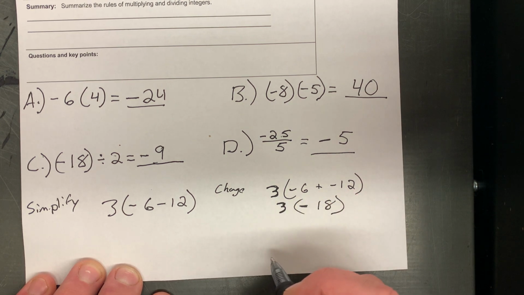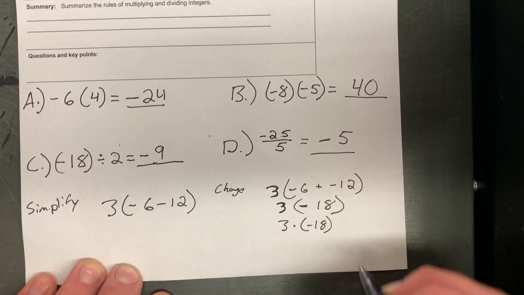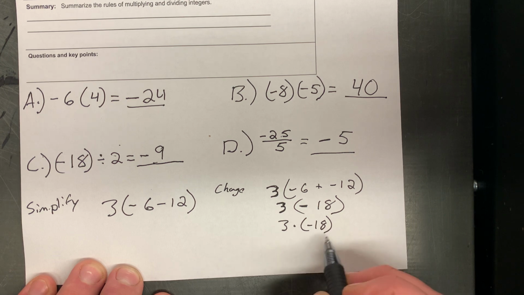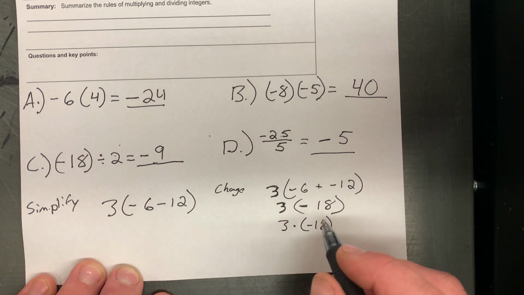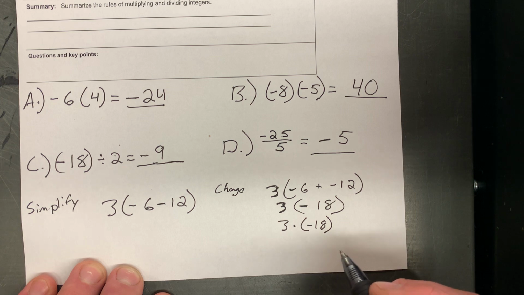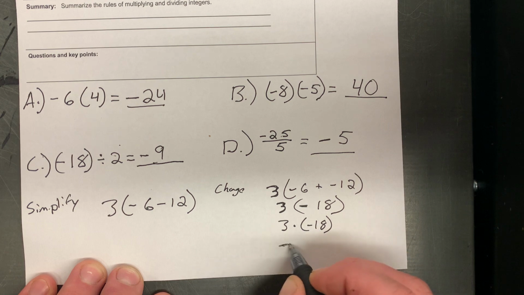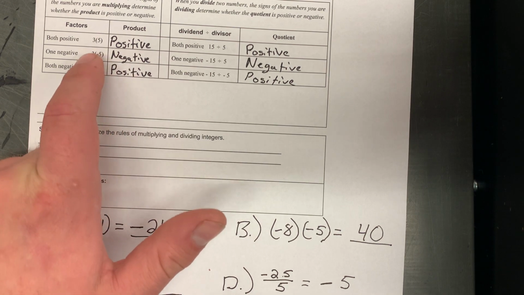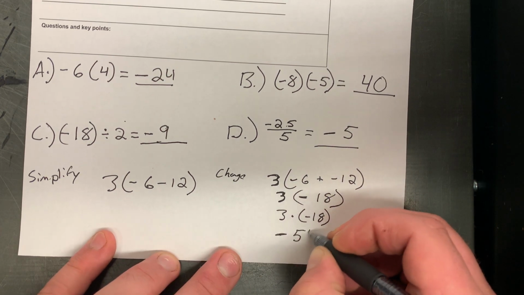3 times negative 18. I know that this is the same thing. If it's written like this as 3 times negative 18, I can write it out like that. Either way works just fine. If I do 3 times 18, I can split this into two different problems. If I know that 3 times 10 is 30, 3 times 8 is 24, 30 and 24 add together give me 54. I can do that. I know that I'm going to have a negative answer though, because I only have one negative number. Again, I have one negative number. It's going to give me a negative product. So I'm going to have negative 54.